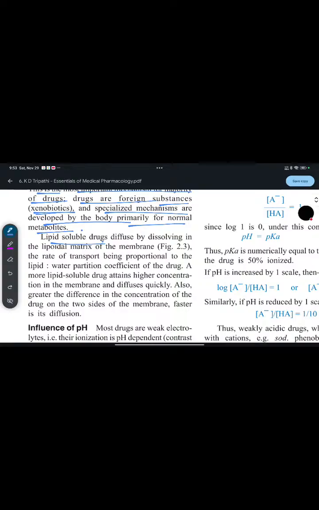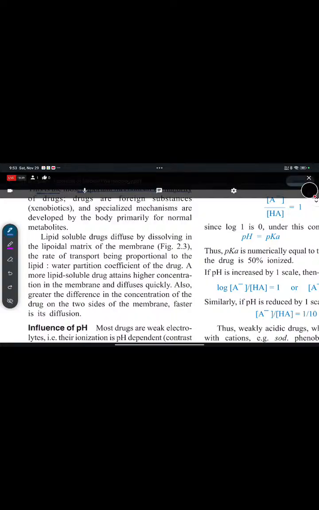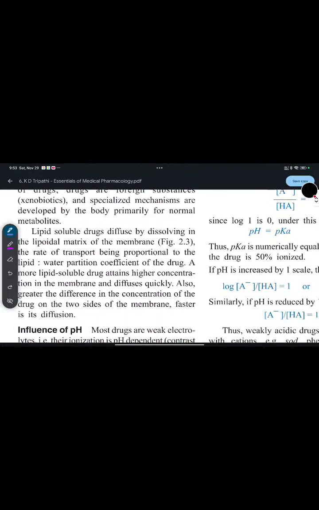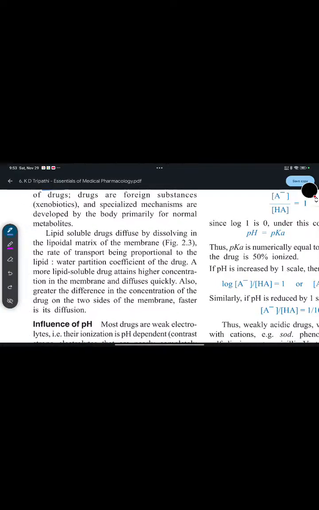Lipid soluble drugs diffuse by dissolving in the lipoidal matrix of the membrane. So if a membrane has a lipid layer, then lipid soluble substances will transport from one side to the other side very easily because they are lipid soluble. So transport or diffusion of the substances across the membrane will be very easy, and it is rapid.